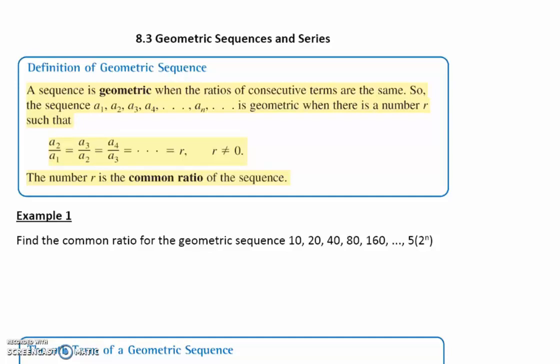All right, so let's take a look at geometric sequences and series. We've already talked about arithmetic sequences, and that's when we have differences of the consecutive terms. For geometric series, we have ratios of consecutive terms. And so basically, our common ratio we use the letter r, which represents a number.